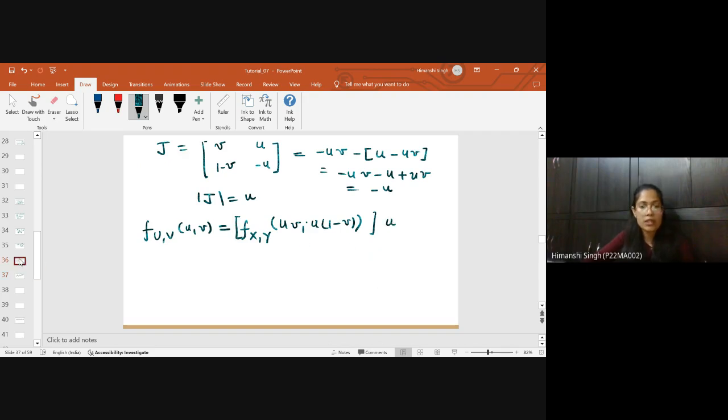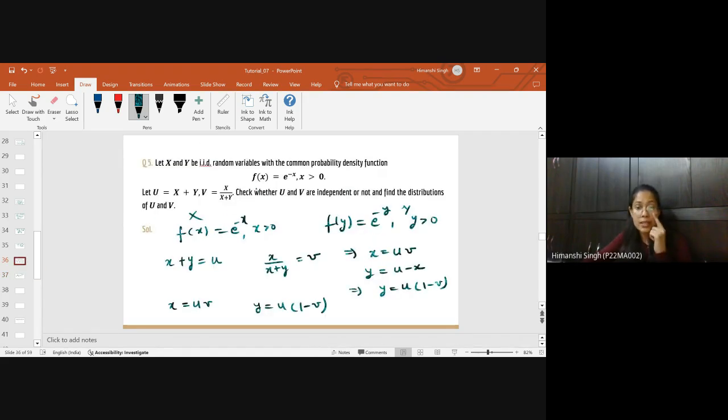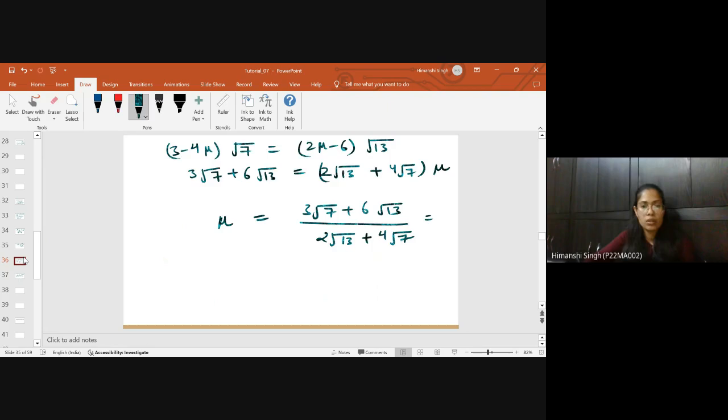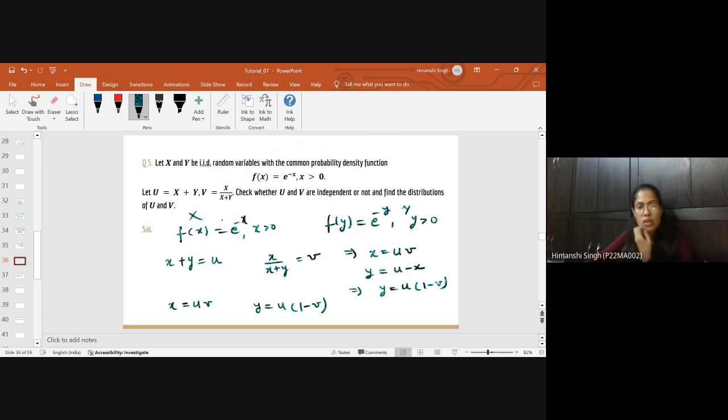Now, what is the joint density of x and y? Since x and y are IID random variables, the joint density will be the product of the marginals. So the joint density f of x comma y is equal to e to the power minus of x plus y, where x comma y are both greater than 0. This is just the product, and we have just summed up the powers in the exponential term.